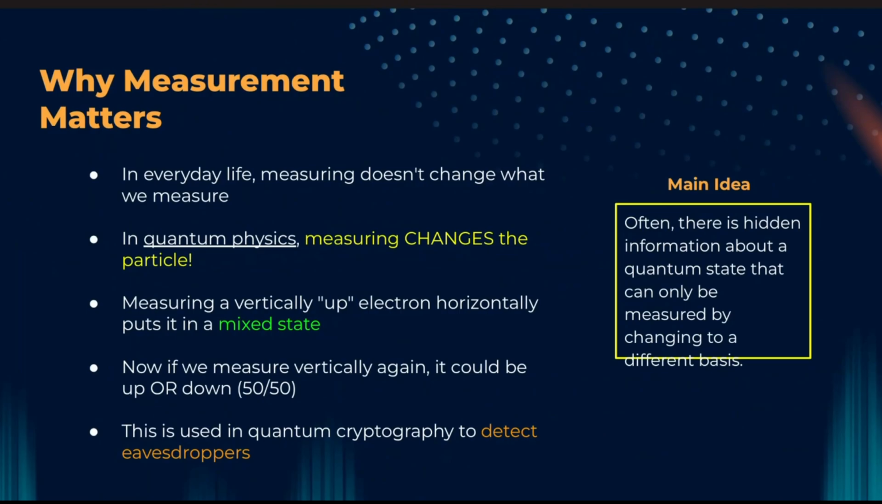So the main takeaway from this is there is often hidden information in quantum states that can only be measured by changing to a different basis. And when you're in that basis, then you can read the quantum state. However, if you are not, then oh well.